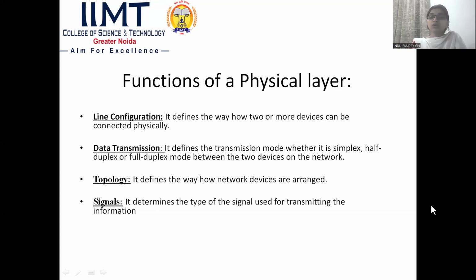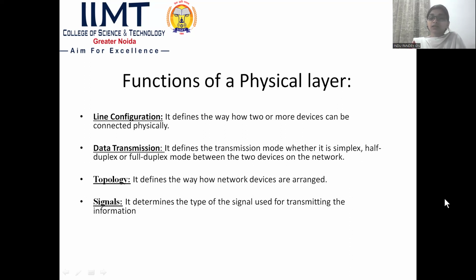Topology. The third important function of the physical layer is topology. Topology defines the way network devices are arranged. There are various kinds of arrangements of network devices, such as mesh, star, bus, and ring topologies. As per the requirement of the network, the data is transmitted from sender to receiver and a topology is established between them.